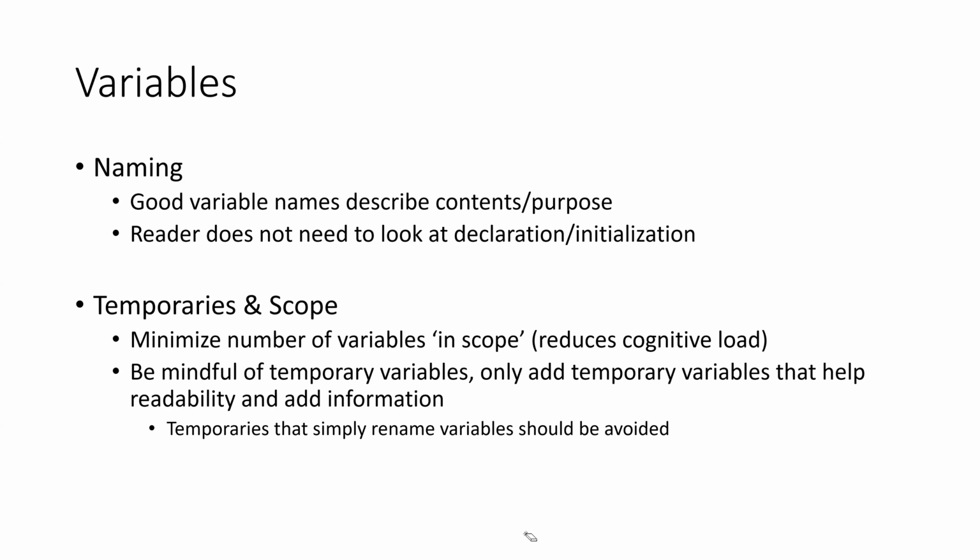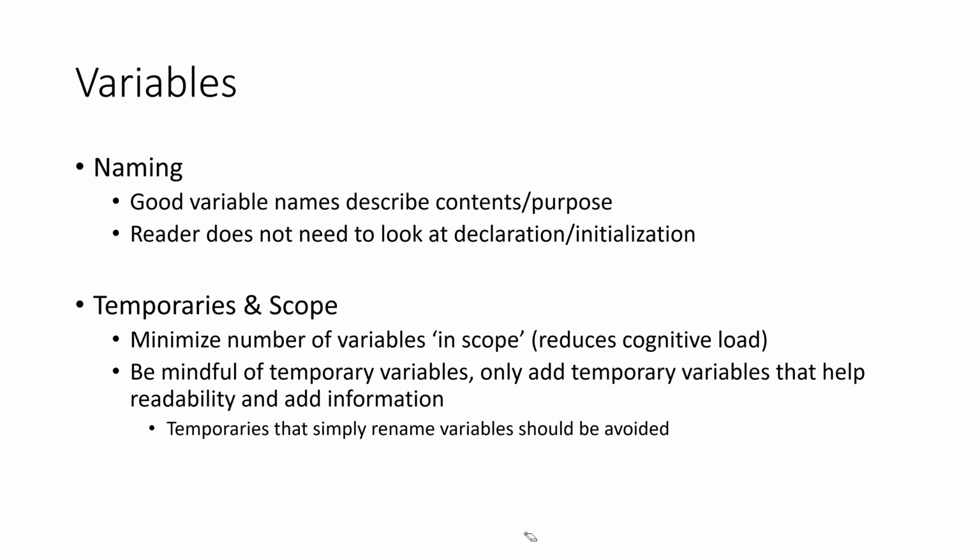Variables. So you want good variable names. They should describe what's in this variable, what's its purpose. The idea is that that name gives you enough information that you often don't have to actually go look at how it was initialized. You can just from the name infer a lot. And temporaries are a bit of a balance.